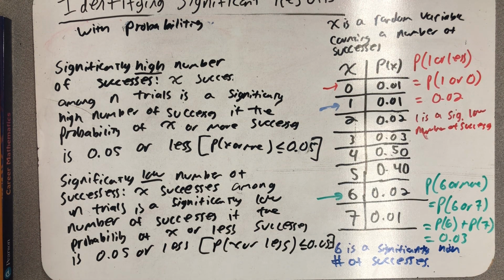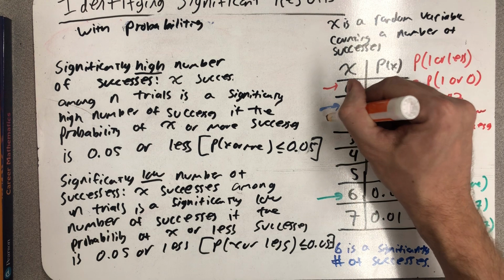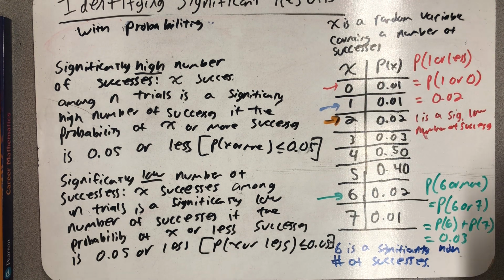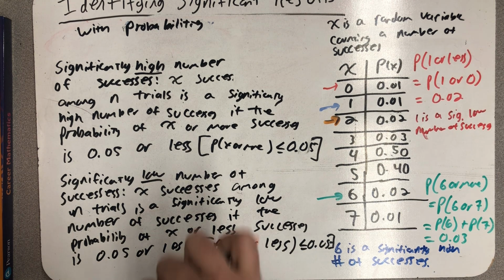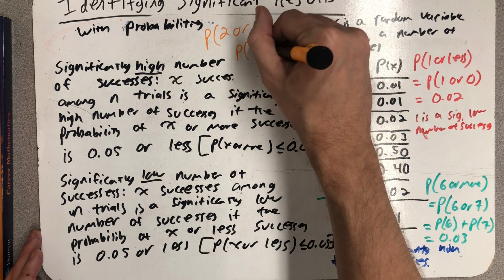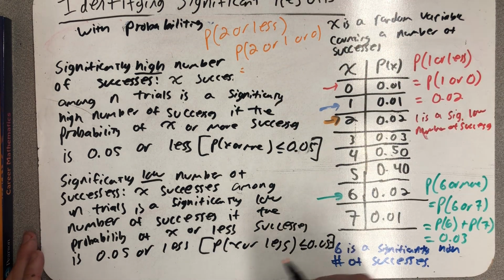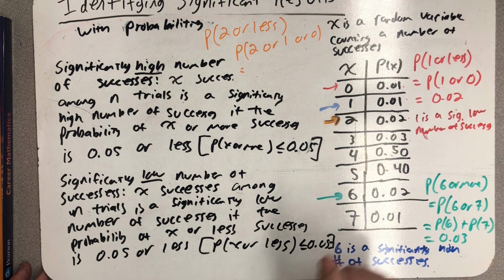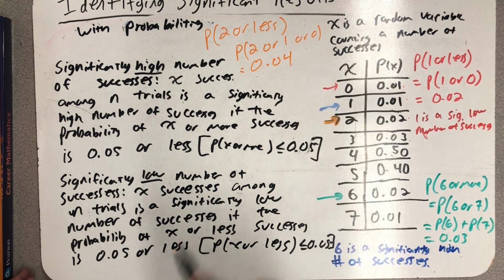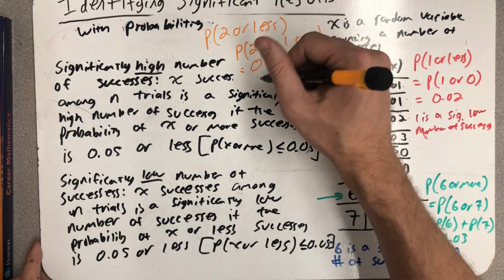But I have a feeling those among you who are really watching sharply know there's one more value that's significantly low. I asked about 1, but if I asked about 2, that would also turn out to be significantly low. Because the probability of 2 or less would be the probability of 2 or 1 or 0. Again, thinking about the addition rule for probabilities, I just add these three together and get 0.04, which is still less than 0.05. So 2 is also significantly low.